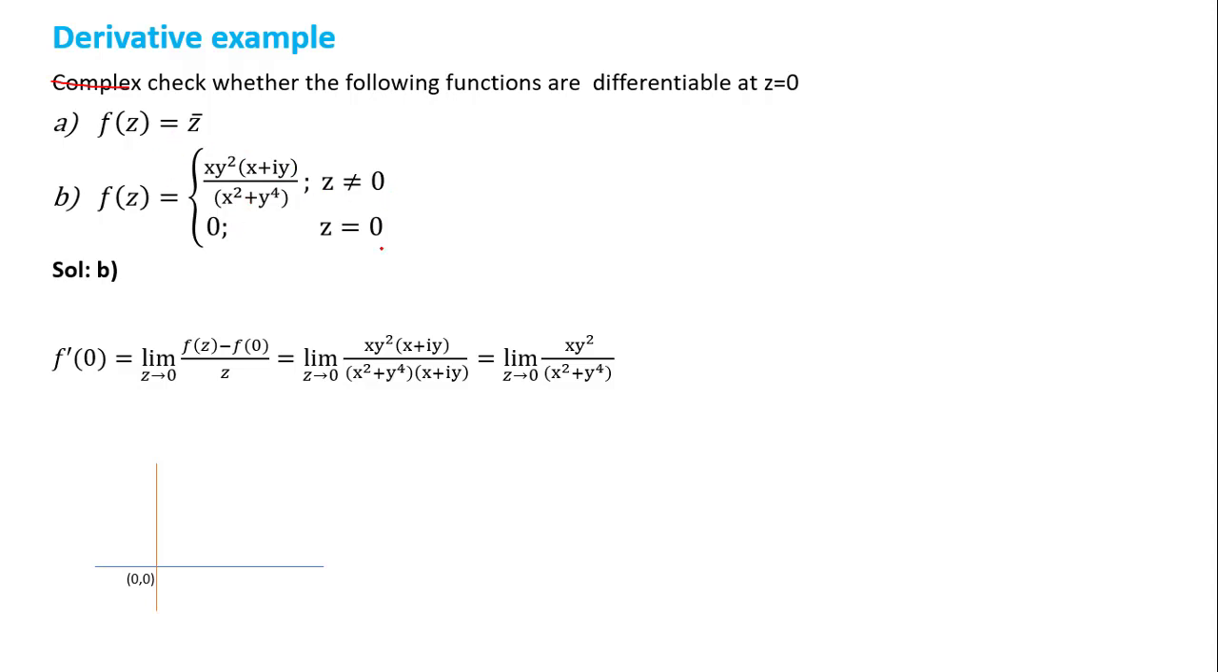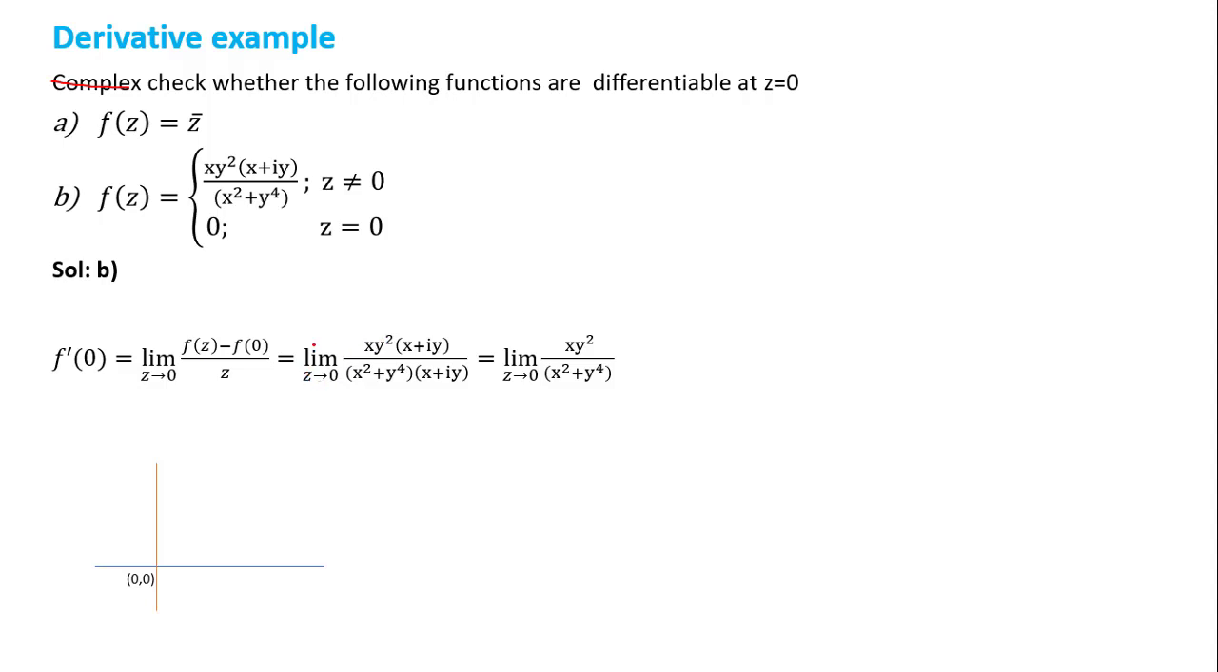Here the function is defined in pieces. For z not equal to 0, different values are given. For z equal to 0, different values are given. So how to deal with such a question? Again, the same definition. f dash 0 equal to limit z tends to z naught, z naught is 0 here, of (f(z) minus f(0)) divided by (z minus 0).